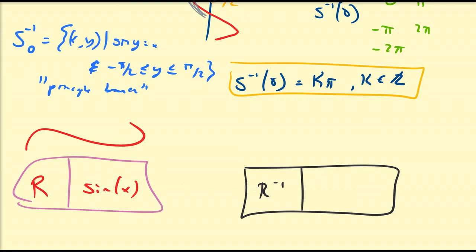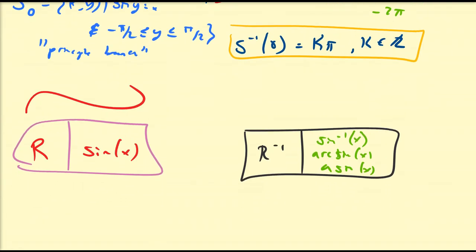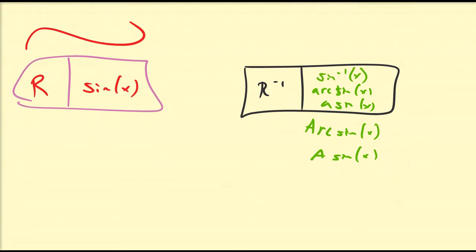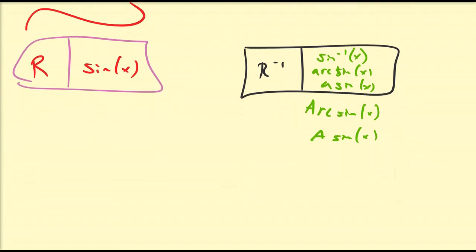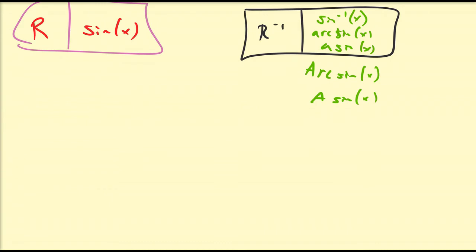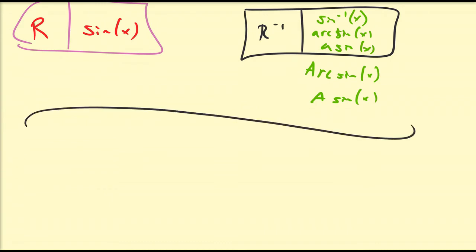Now, you may see a few things. You may see arc sine of x. You may see a sine of x. And you may also see capital ARC sine of x, or capital A sin x. Depending on the book you're using, one may be the principal branch and the other will not. But I'm not going to get into the battle of which one is which and which one I prefer, because that's a discussion for another day.